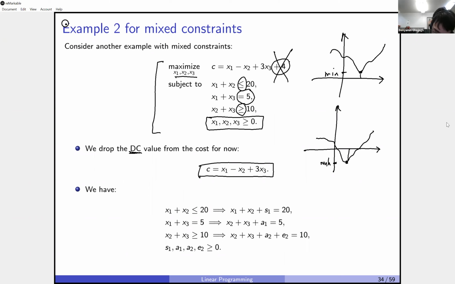Okay, for the inequality constraint, we add the slack variable. For the greater than or equal to inequality constraint, we add the additional and excess variable. For the equality constraint, we also add an additional variable. There's no need for an excess variable.